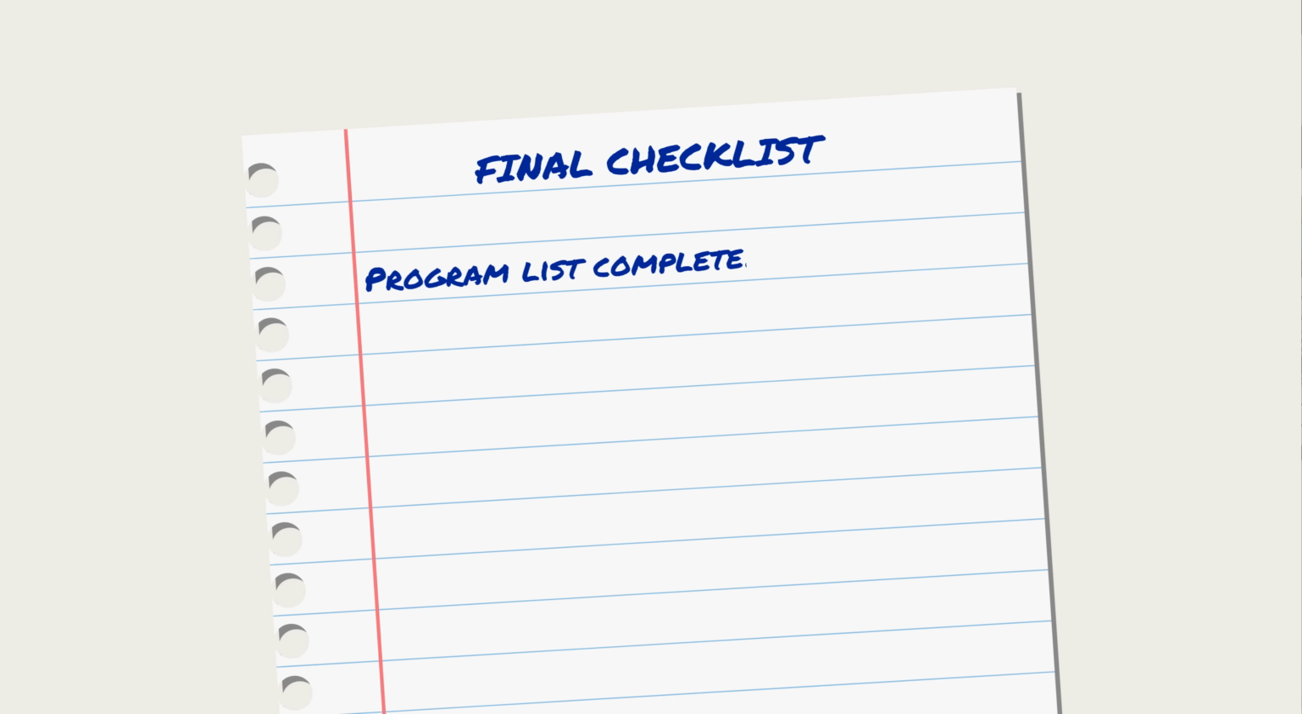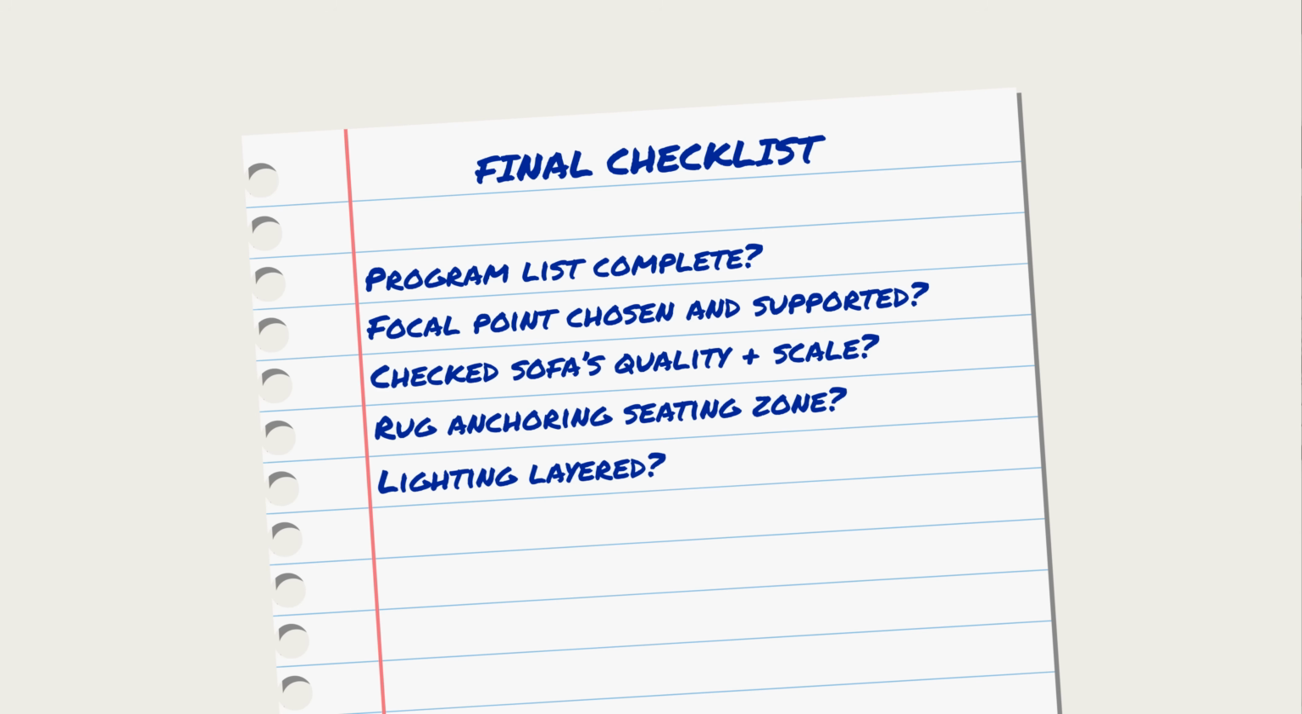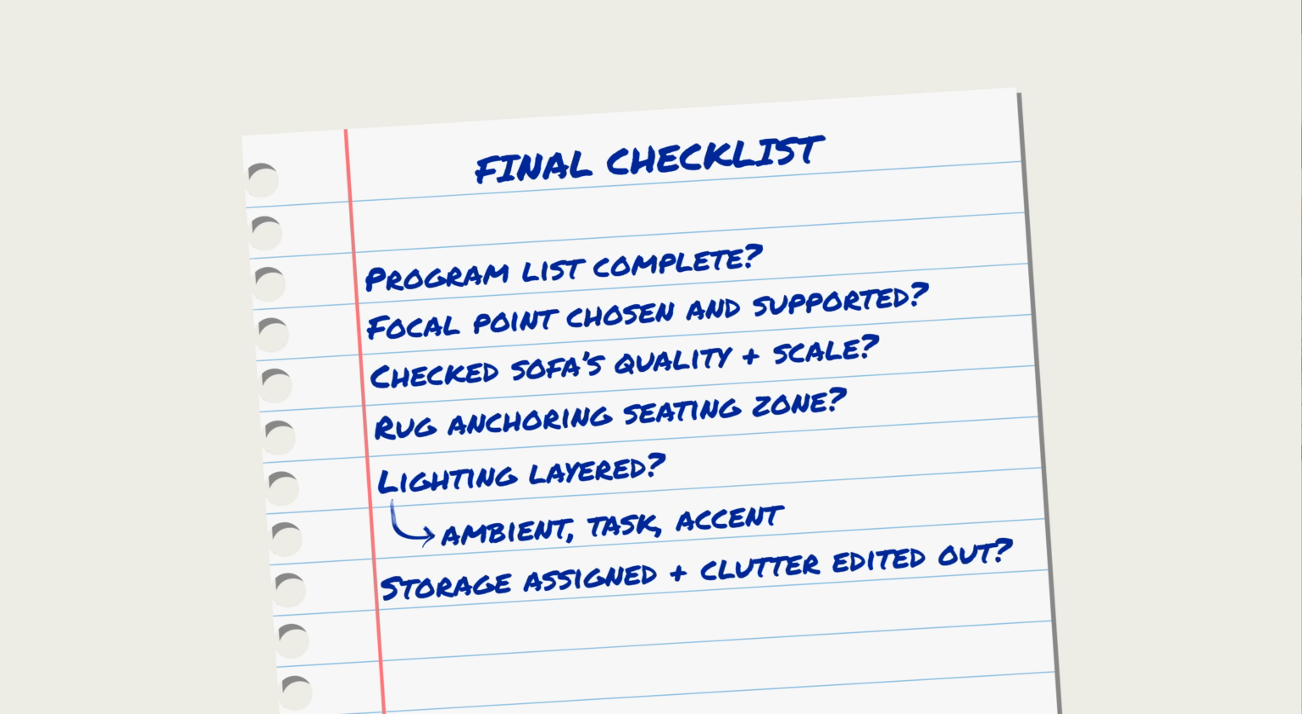So consider this a little cheat sheet that you can run through your living room and think about what has been done and what needs to be done. So here's the list that I have for you. Do you have your program list complete? Is your focal point chosen and supported? Have you checked your sofa's quality and scale? Is there a rug anchoring the seating zone? Have you layered your lighting: ambient, task, accent? Is storage assigned and clutter edited out? And do you have sensory layers?